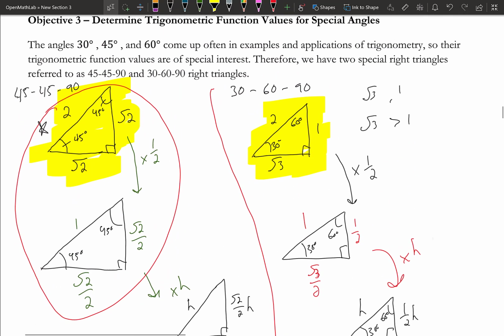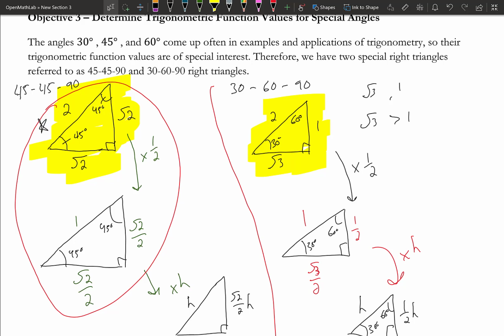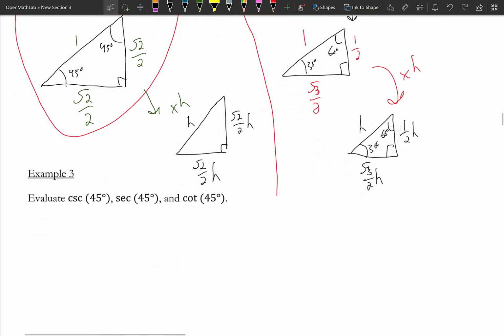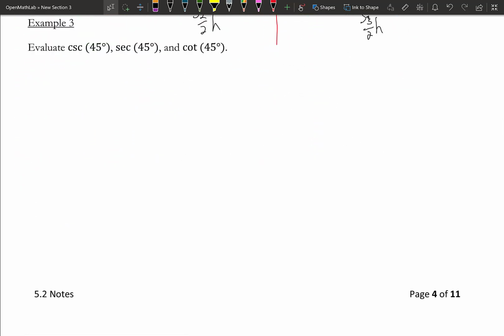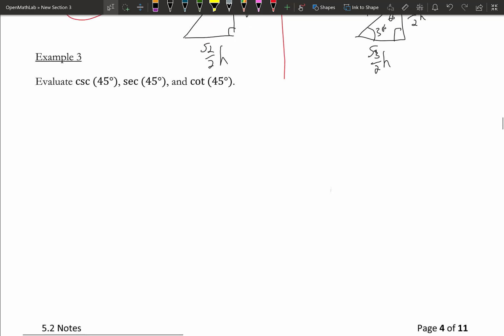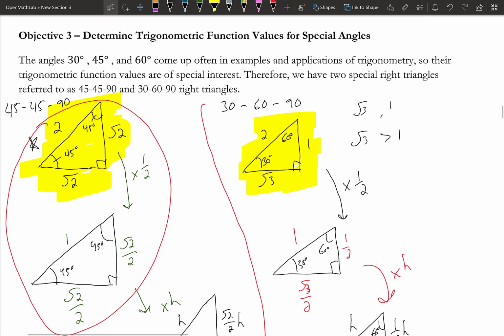All right. So I can't stress enough, definitely know 45, 45, 90 and 30, 60, 90 triangles. We're going to use them a whole bunch in the class. Just a side note too, this 45, 45, 90 triangle has a special name. It's called an isosceles right triangle. Isosceles means that you have at least two sides that are the same, and it's also a right triangle, so it's an isosceles right triangle.